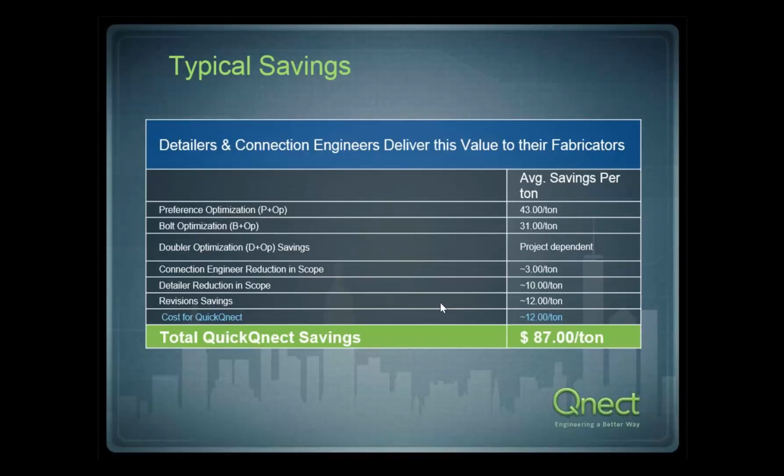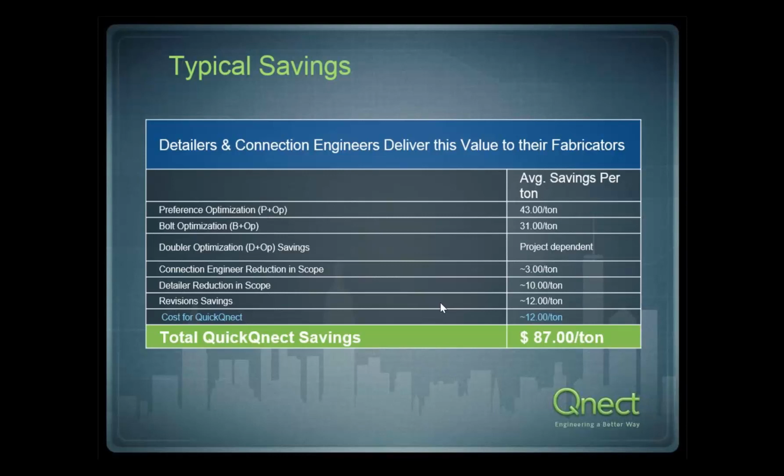The doubler is very project dependent based on the forces and how it was designed. The connection engineer has a reduction in scope. They don't have to do the design of all those. What they would do is just the ones that we did not do. And we have a tool that I'll show you in a second that helps with identifying those that the connection engineer would need to focus on. The detailer would have a small reduction in scope as well, about $10 per ton. And this is just based on our previous jobs that we've worked with.